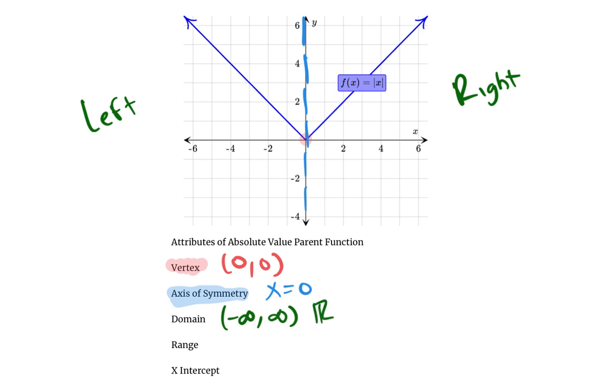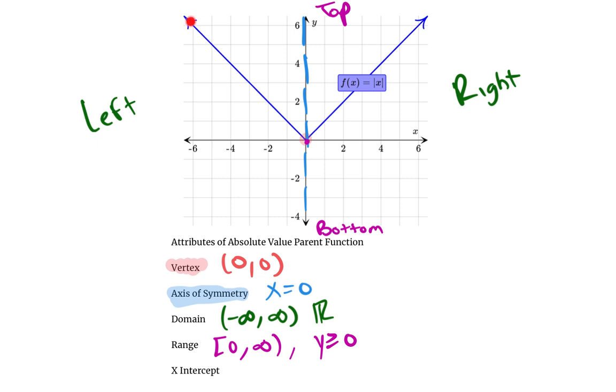My range, for that one, I have to go from bottom to top. On the bottom, it looks like this right here is my lowest point, which is where y is 0. And then on the top, my graph goes on forever and ever, so it's positive infinity. So I start at 0 and I go on forever and ever to positive infinity, or y is greater than or equal to 0 if we do inequality notation.